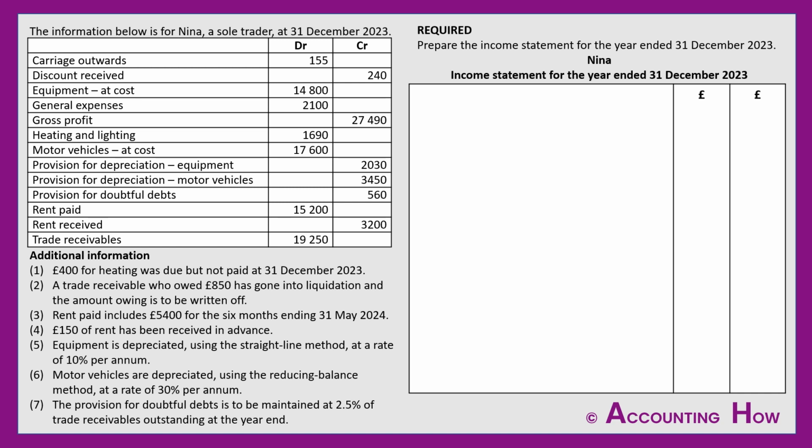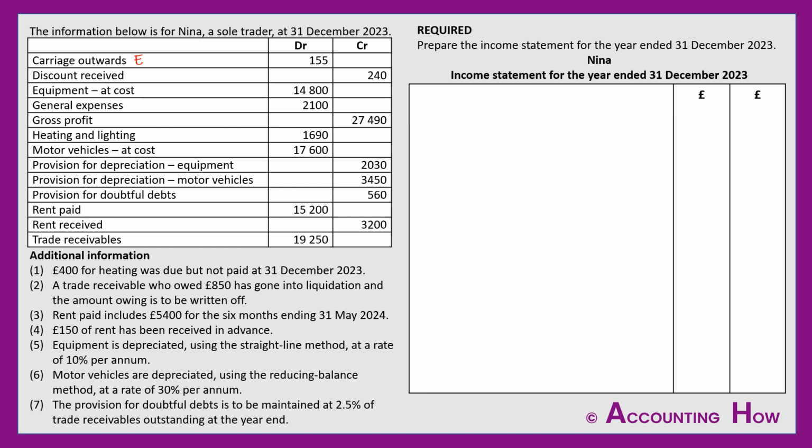So looking through the information on the left more carefully, the first item, carriage outwards. Carriage is like a delivery charge, a cost of transporting goods or materials. So carriage outwards would be Nina paying for presumably finished products, whatever it is she sells, to be delivered to customers. And so she's ended up paying £155 for that. So that's going to be an expense. You'll see I'm just starting to annotate, so I put a little E next to that for expense.